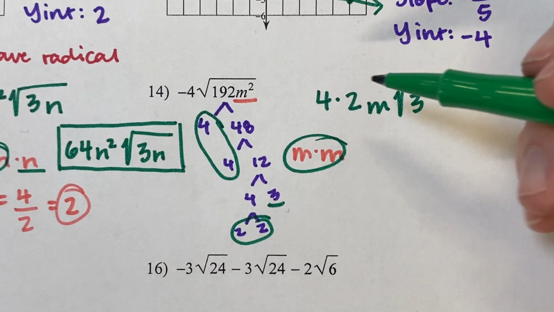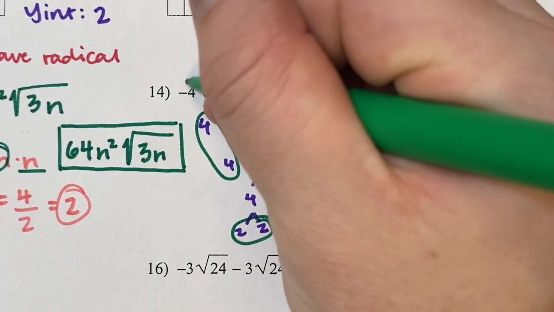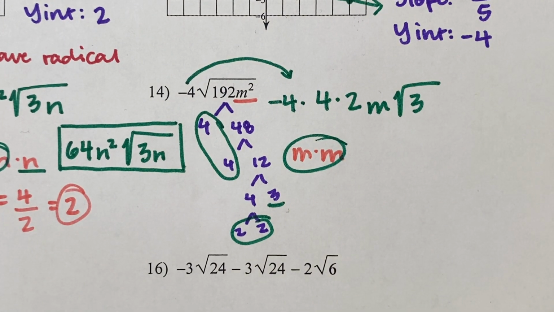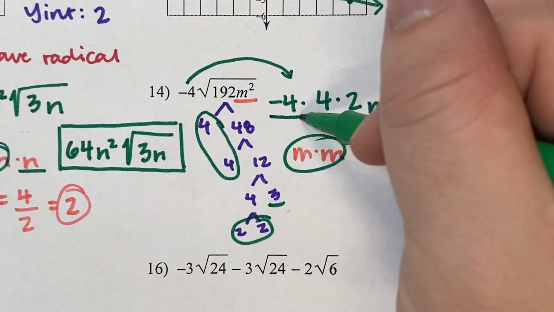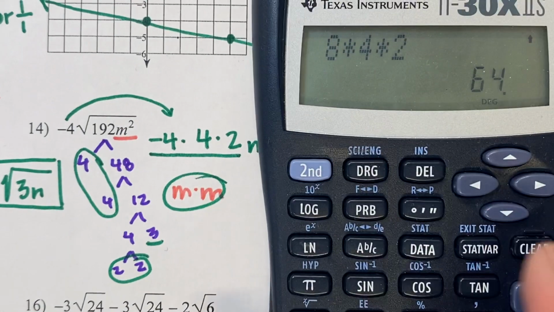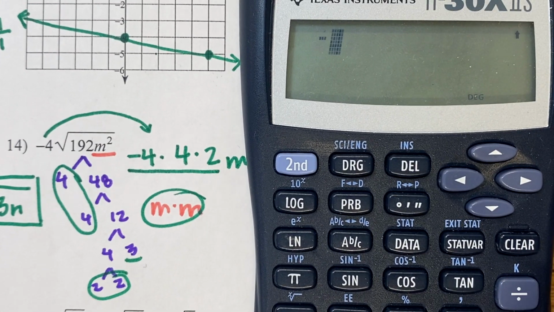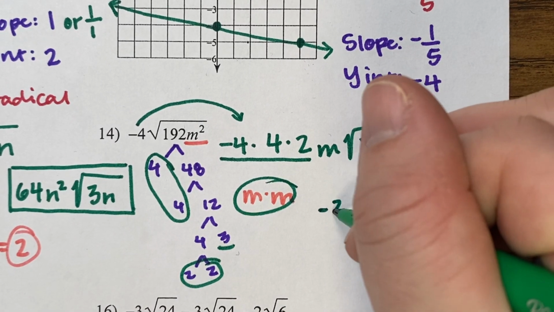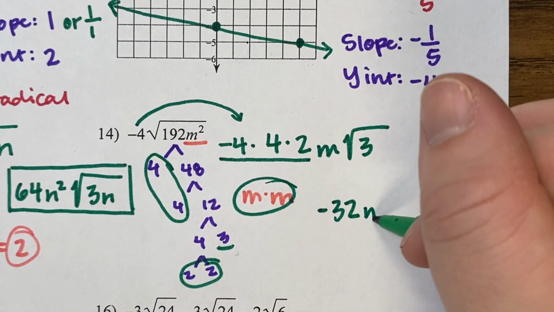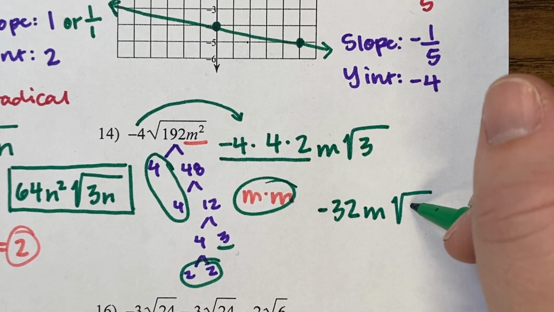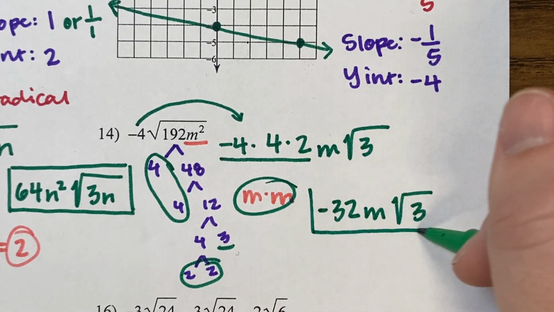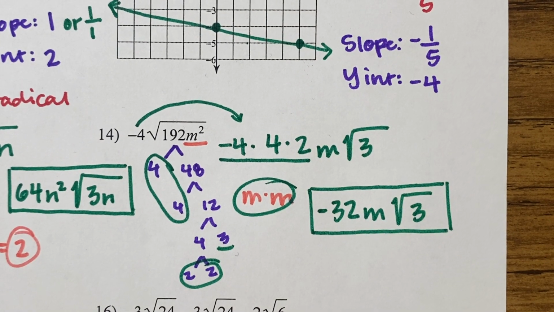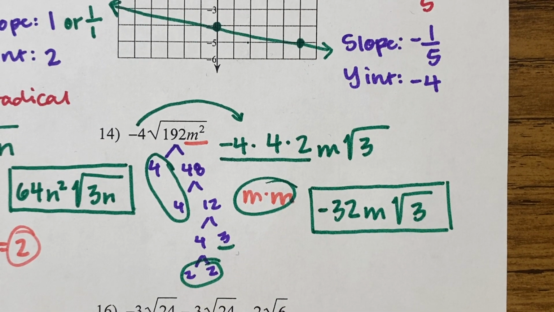Okay, now we are going to have to multiply to simplify, but we cannot forget the negative 4 that was waiting out front. So now we have negative 4 times 2, negative 4 times 2. So I get negative 32 with my m. And root 3 was the only thing that had to stay inside. And there we go. That is simplified.